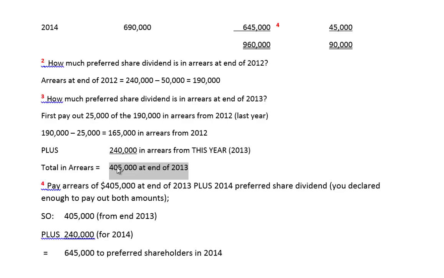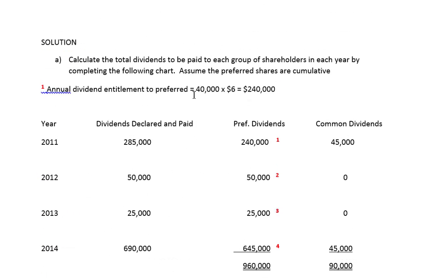So we pay the oldest bucket first. We have to go back and pick up the back payments, the retro, first. So $405,000 of that $690,000 goes to pay the retro. But notice that we still have more than enough to pay the current year 2014 dividend. So of that $690,000, 405 pays the retro, but 240 is the full year's entitlement for cumulative preferred shareholders. How do we know? That's the number we were given in the data in the question.